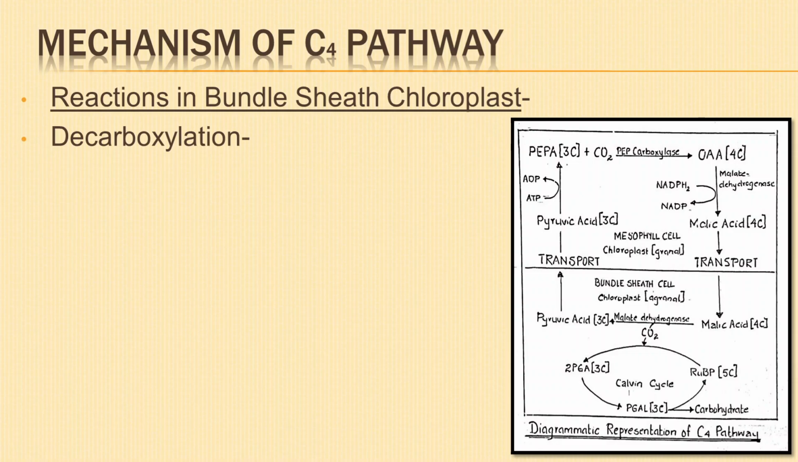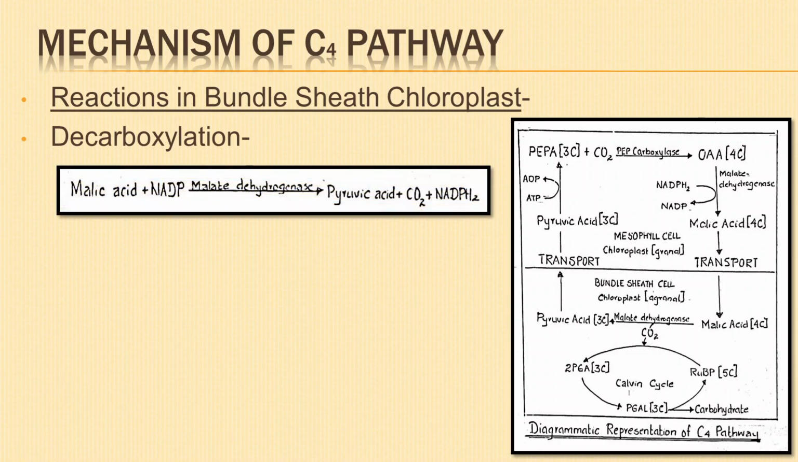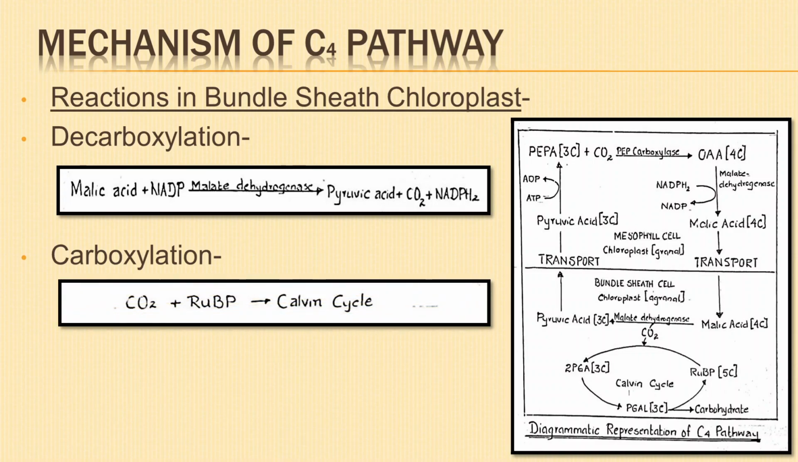Decarboxylation. Malic acid formed in the mesophyll cells moved to the chloroplast of bundle sheath cells. It undergoes decarboxylation in the presence of NADP and malate dehydrogenase to form pyruvic acid, and carbon dioxide is released. Carbon dioxide fixation. The carbon dioxide released is accepted by RuBP and is fixed by the C3 pathway or Calvin cycle.